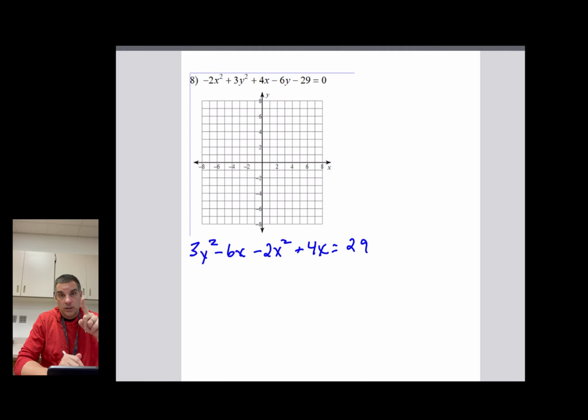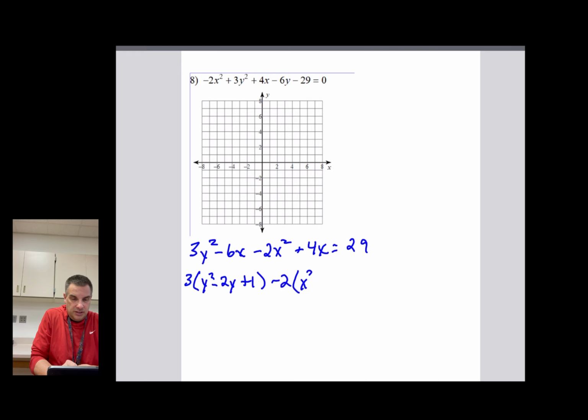Positive and 1. So we got to factor out a 3. So that leaves me with y squared minus 2y, half of, so plus 1. So our box would be plus 1. Now we're going to take a negative 2 out of there. So that's going to leave us with x squared. 4 divided by negative 2 is negative 2x. And again, we're going to put plus 1. So we've got 29. Distribute.